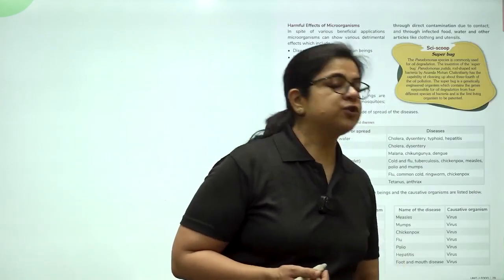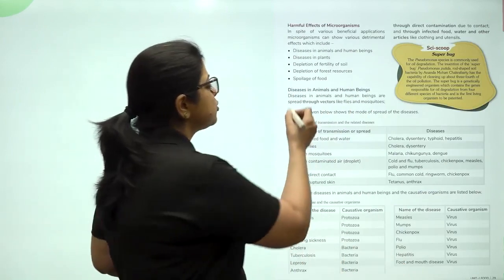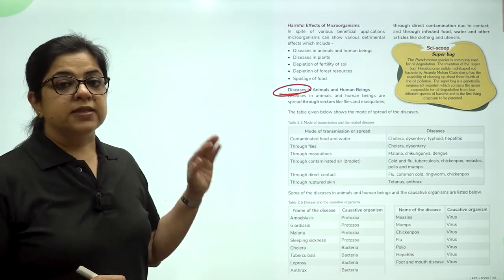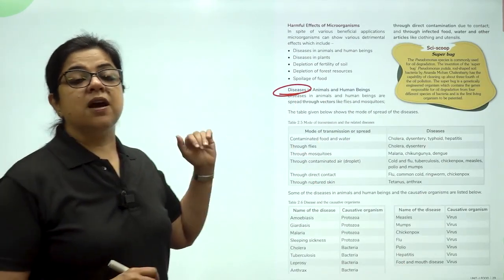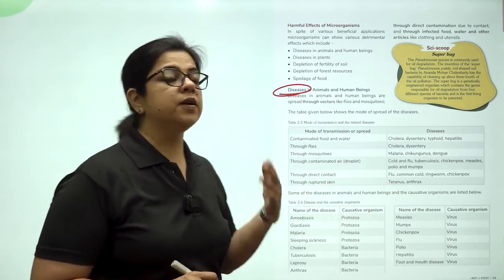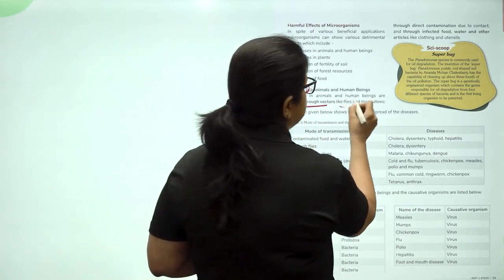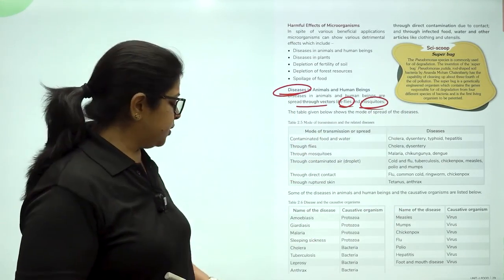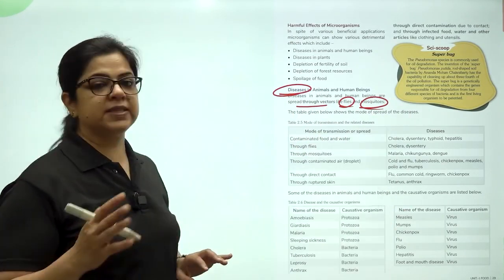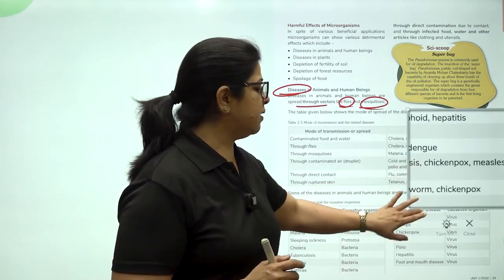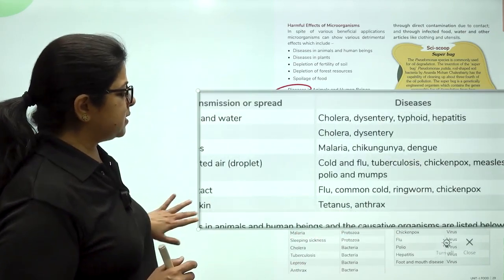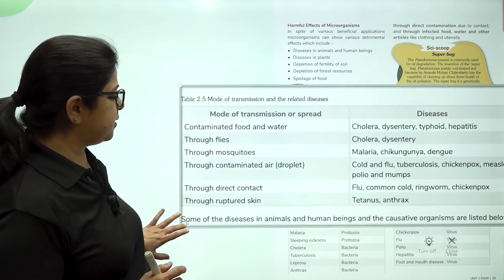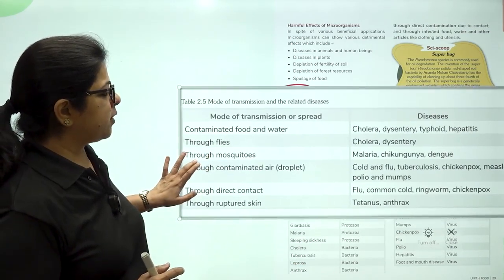Other than the benefits of microorganisms, they also cause diseases in animals and human beings. Certain microorganisms are transmitted from vectors like flies and mosquitoes. As we can see here, the table shows us the different types of diseases and how they are spread. All these diseases that you see on the table right now here, these are spread by microorganisms.